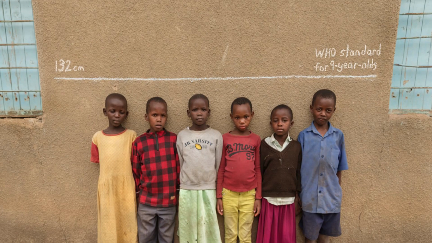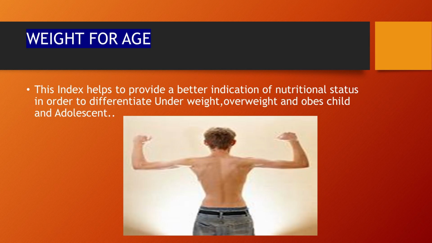Then next, weight for age. Second category, second index, the weight for age. What could be the probable weight one should have as per his or her age? What does this index help with? This index helps to provide a better indication of nutritional status than the previous one.